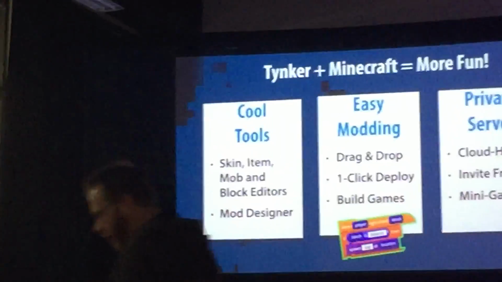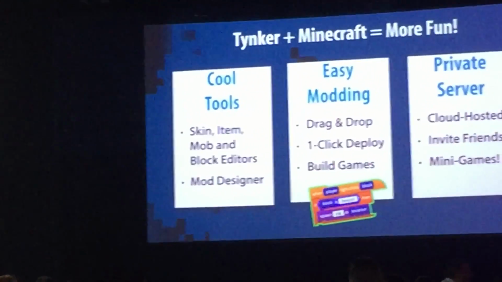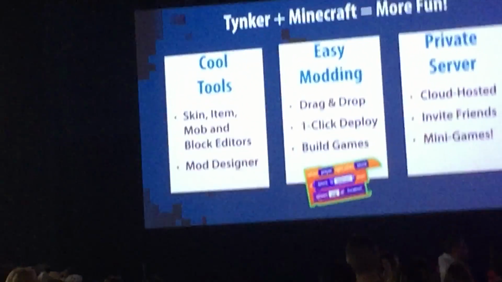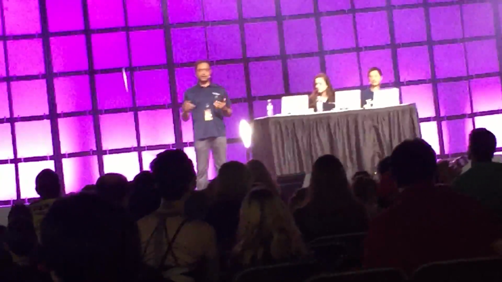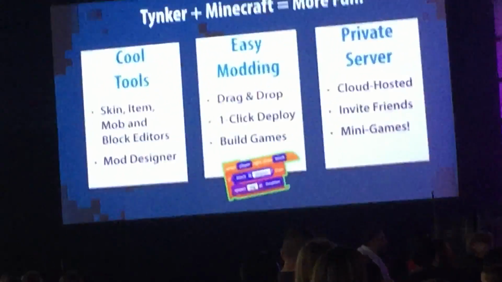So how do we make Minecraft more fun? We do 3 things. One is we give you a lot of awesome tools. These tools are really cool. You can create your own skins, you can create your own items, mobs, and then you can also make your own blocks. So for example, if you wanted to have a world made of cake, which is what my daughter wanted to do, you can create your own cake world. All the blocks can look like cake.